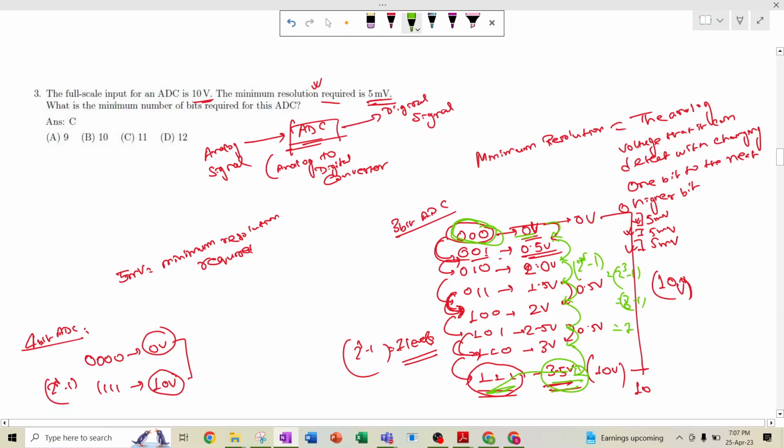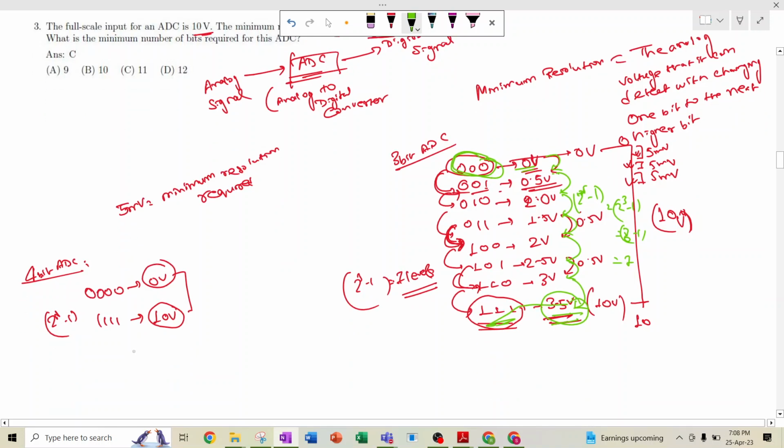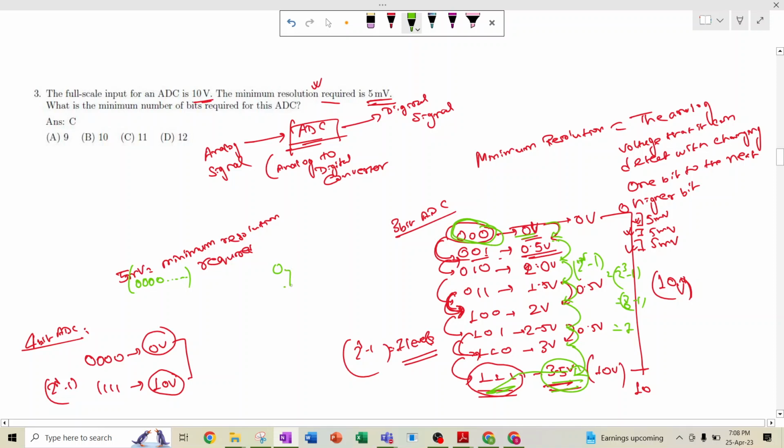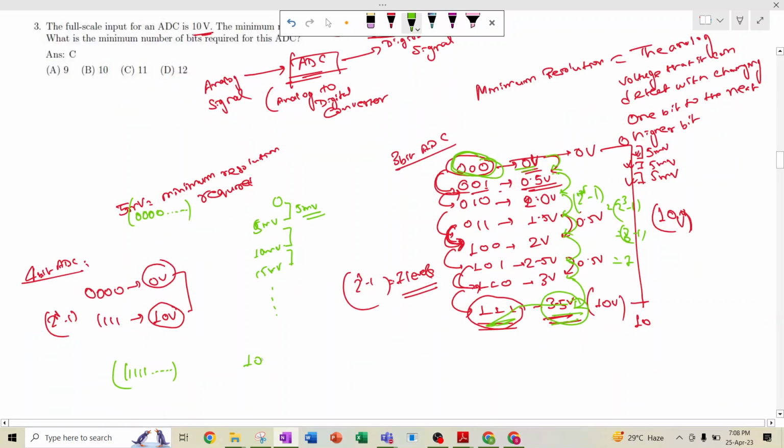So in this particular question, how to solve this? The full scale voltage of the ADC is 10 volt, so it can detect from 0 volt to 10 volt. Full scale means all the inputs are 1, we don't know how many bits there are, and 0 means all the bits are 0. So from 0 to 10 volt we have certain levels. It has a step of 5 millivolt, that means a resolution of 5 millivolt. It can detect 5 millivolt, next 10 millivolt, next 15 millivolt, and like that finally it will detect 10 volt.